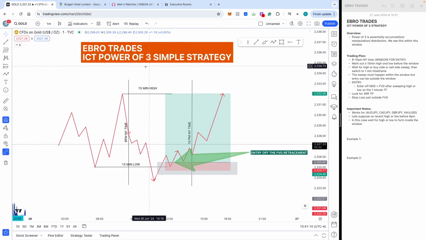And so I'm giving you guys a very simple strategy based on the ICT Power of Three. You can trade this on AUD JPY, CAD JPY, GJ, and gold. So only these pairs is what I found this strategy works for. So backtest it, forward test it, and stay tuned till the end of the video for the last example, because that example is always the most interesting.